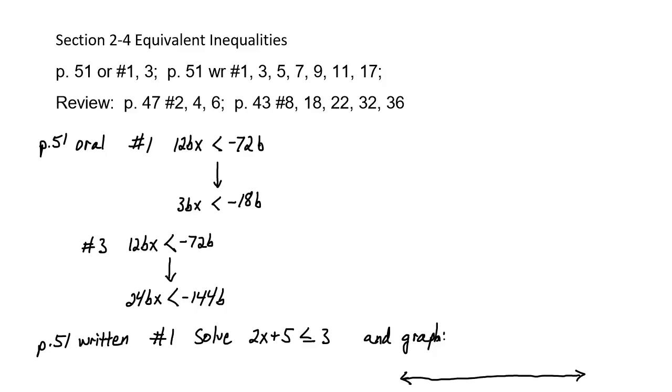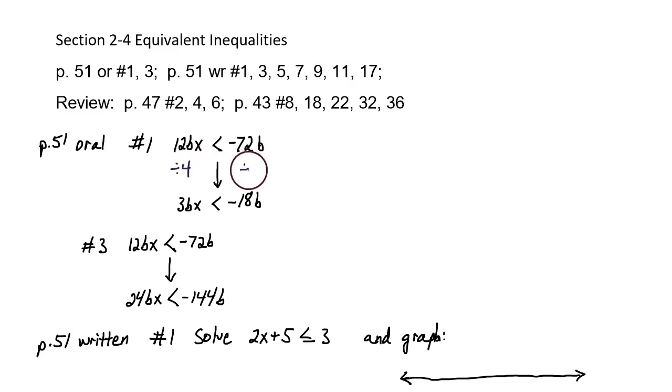Here are the answers for the page 51 oral exercises, starting with question 1. We're given this inequality statement and asked what transformation is done in order to create this new equivalent inequality statement. Focus on the left side. We start with 12bx and it transforms into 3bx. What's happened? We divided by 4.